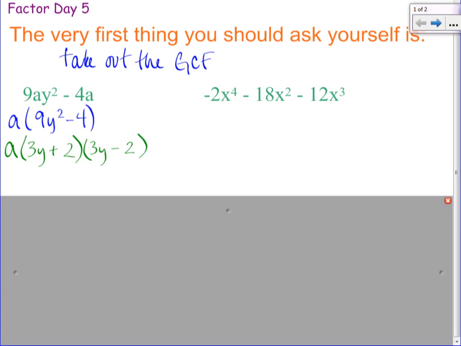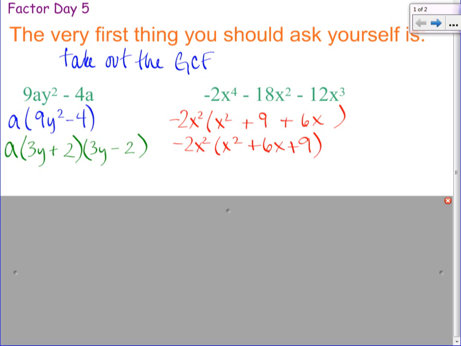Next one. What can we take out? Okay, so we'll do that. Negative 2x squared. What's left over if we do that? Okay, now what's in the parentheses is not in the order that we're used to seeing it. Okay, so let's rewrite it so that it does. We've got negative 2x squared. This should be x squared plus 6x plus 9.